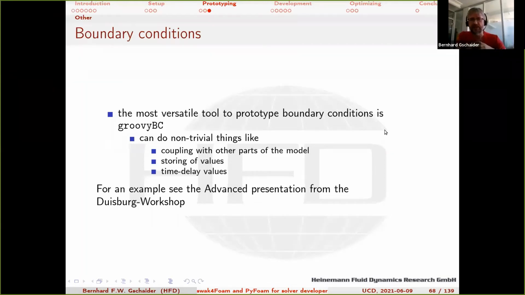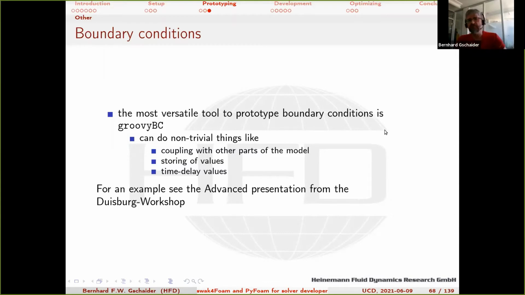One of my design goals for swak4Foam is to have things backward compatible. So I try not to modify the expression syntax anymore, even if I think that now 10 years later some things would be better otherwise. But I don't do this because I don't want to break your old cases, and more importantly, I don't want to break my old cases.